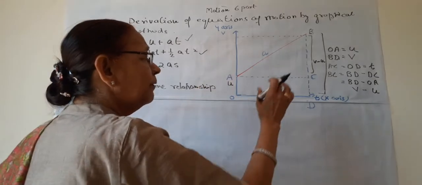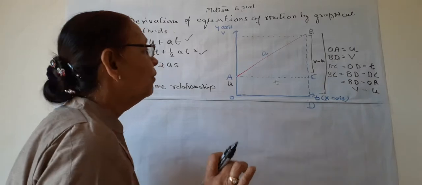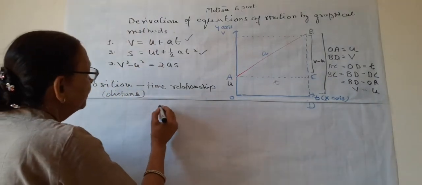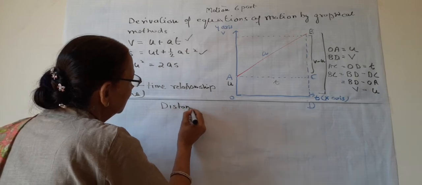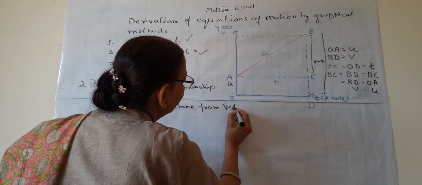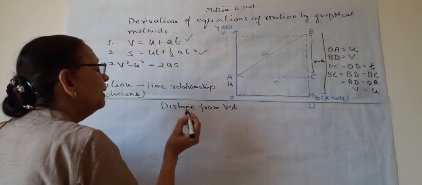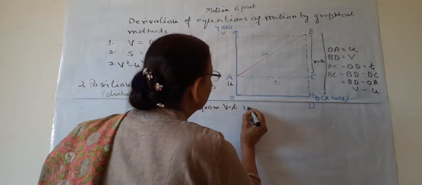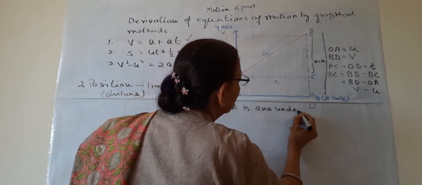We have this graph and now we all know the values of all this. We know that distance from the VT graph, that is velocity time graph, distance from the VT graph is the area under the graph.